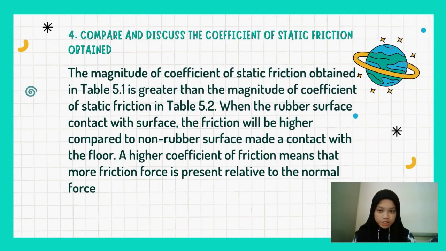The next question is to compare and discuss the coefficient of static friction obtained. The magnitude of the coefficient of static friction obtained in table 5.1 is greater than the magnitude of the coefficient of static friction in table 5.2. When the rubber surface is in contact with the floor, the friction will be higher compared to the non-rubber surface making contact with the floor. A higher coefficient of friction means that more friction force is present relative to the normal force.